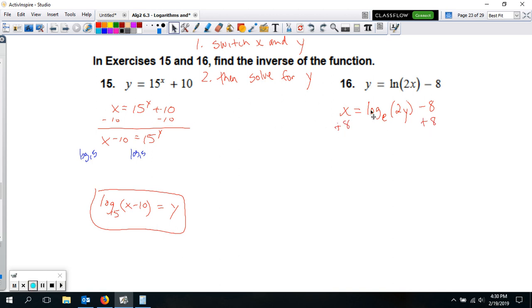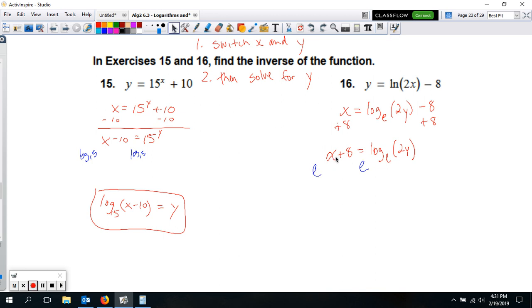So it's going to be x plus 8 now on this side is equal to log base e of 2y. And now to get this 2y part, I need to get rid of my log base e. So I need to zap this one with e on both sides. I could also change its form, so we'll talk about that too. But I can get rid of log base e if I give it a base e. So if I do that, basically, put a base e for both of these.